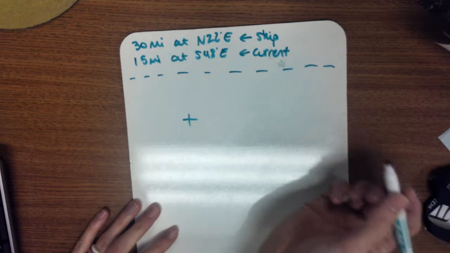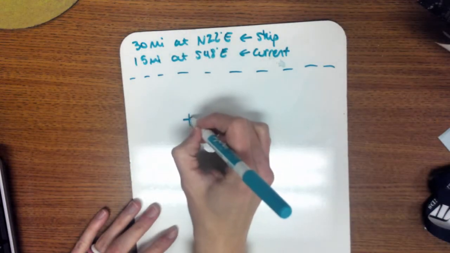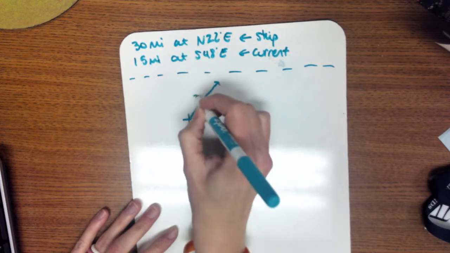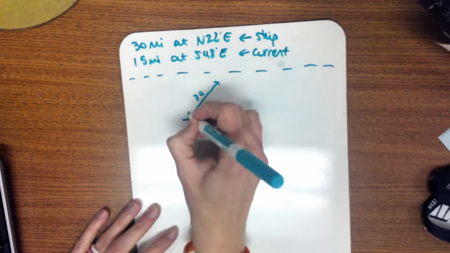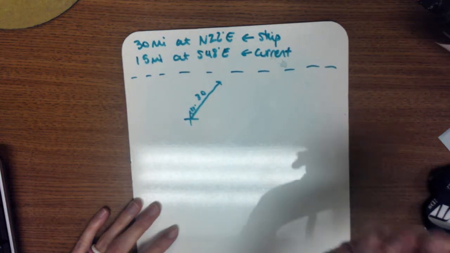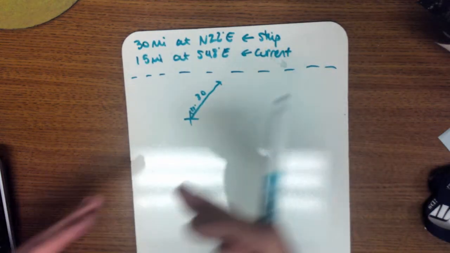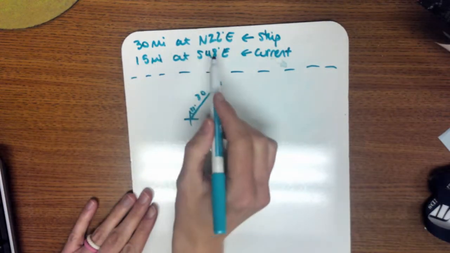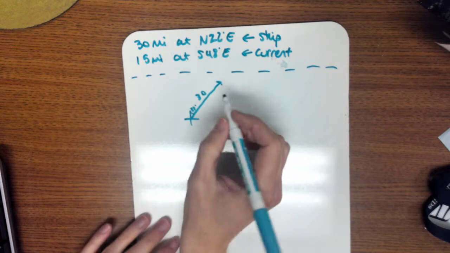So we're going to draw our compass just like before, start north, go 22 degrees to the east, and we're going to draw a vector with a magnitude of 30. This right here is my 22 degree angle. I'm going to label that. Then we also have the current that is fighting the ship, or the ship is fighting the current, I should say. So it's going 15 miles at south 48 east.